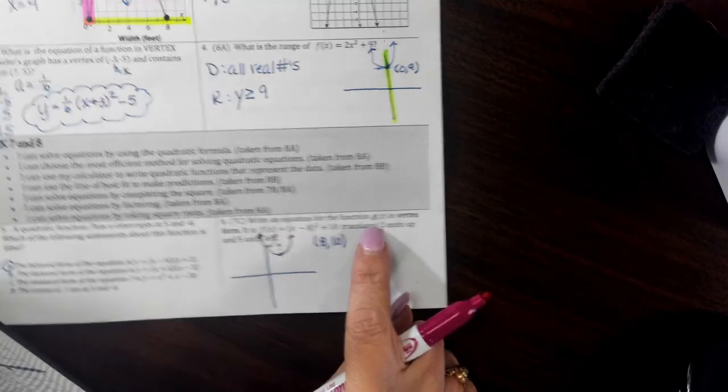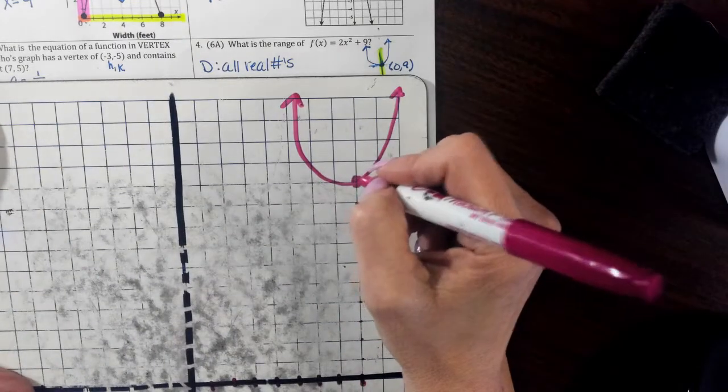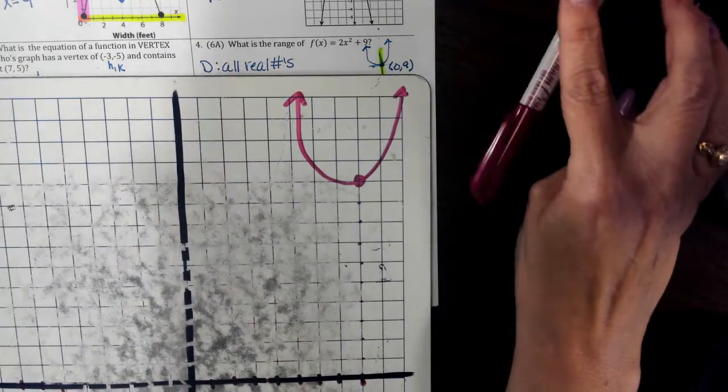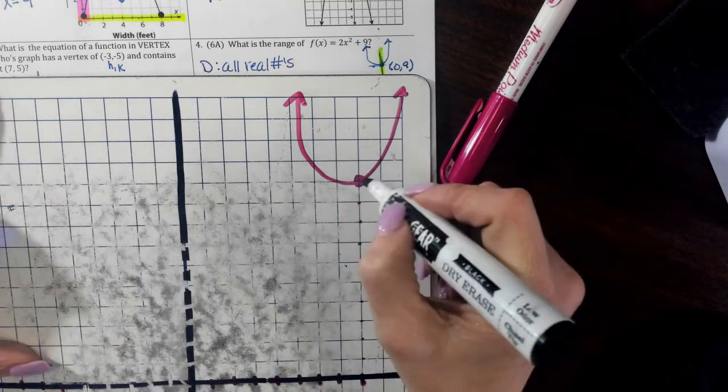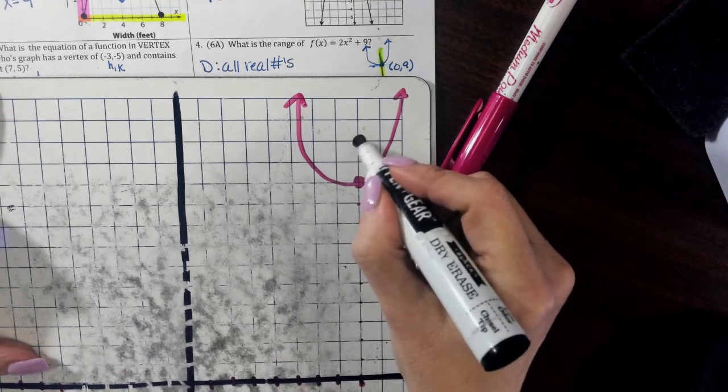I'm going to translate this up 2 units. So here's what I'm going to do. I'm going to go here and I'm going to go up 2. Oh, here's a black. I was looking for a different colored marker. I'm going to go up 2. So 1, 2. So I'm right here.